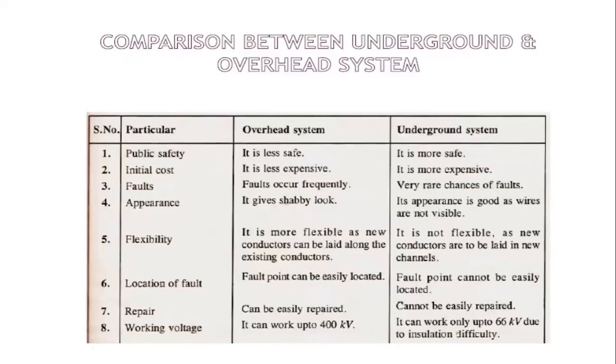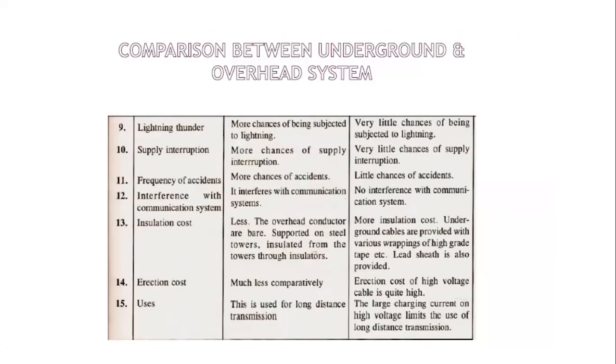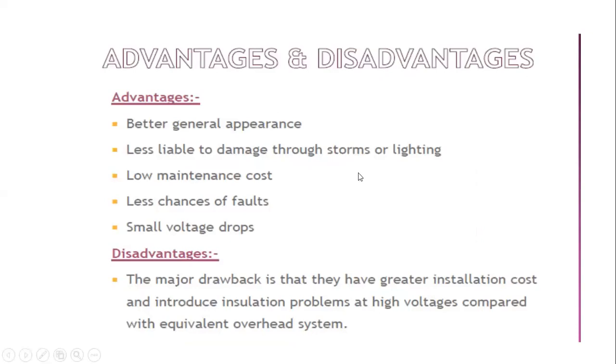In the overhead systems, the faults and the location of the faults are easily obtained. Similarly, in the overhead systems, there are more chances of interruptions and frequent accidents, and therefore little chance of accidents in underground systems. And insulation cost is very low for the underground system, whereas we require more insulation cost for overhead. And these are the various differences between the underground and the overhead systems.